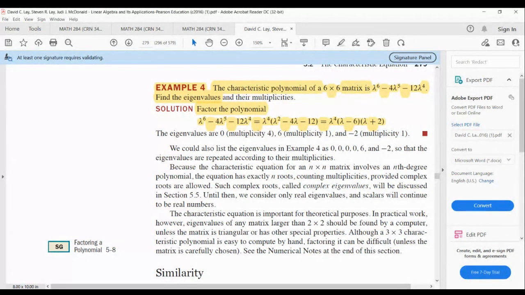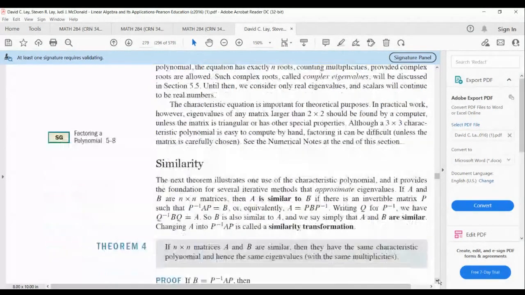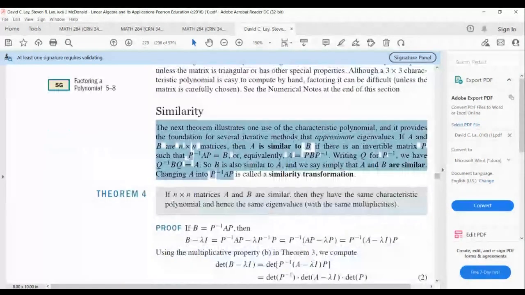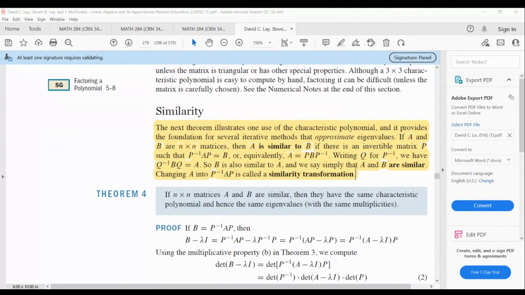Okay, let's keep going then. Another thing we have to mention here is matrices that are similar. If you have two square matrices A and B, they're similar if there's an invertible matrix P such that B equals P inverse times A times P, or A equals P times B times P inverse. We say that the matrices are similar if A equals P times B times P inverse.